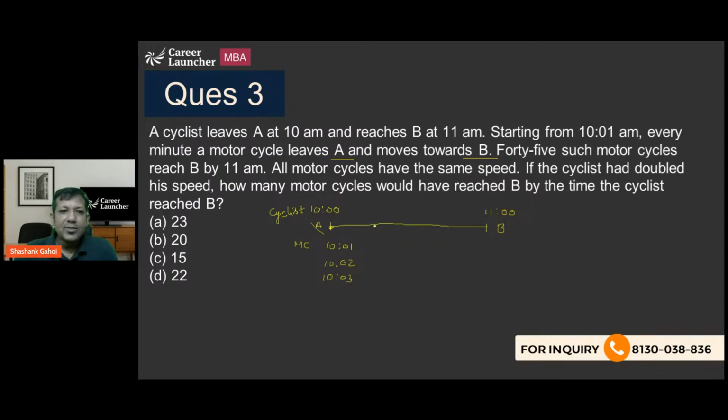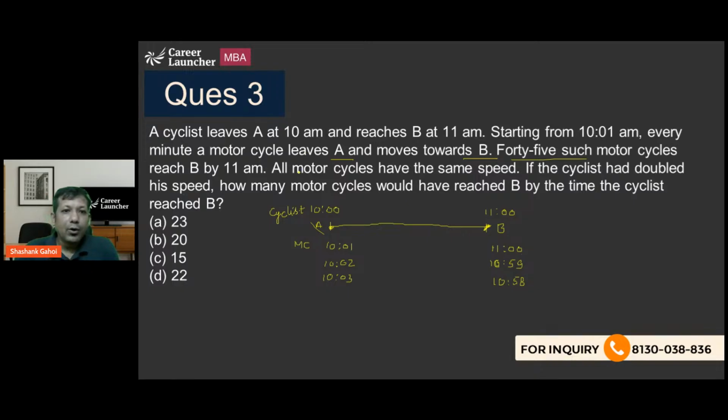Okay, so when the cyclist reaches from here to here, there are going to be 45 motorcycles that have reached by 11. Okay, so the 45th must have reached at 11. Before that, 10:59, because a motorcycle is leaving after every 1 minute. It means a motorcycle is reaching every minute, right? Because one left at 10, one left at 10:01, one left at 10:02. So every minute a motorcycle is leaving, so it means every minute a motorcycle is also reaching, right? So this is 10:58 and so on. This is what we have.